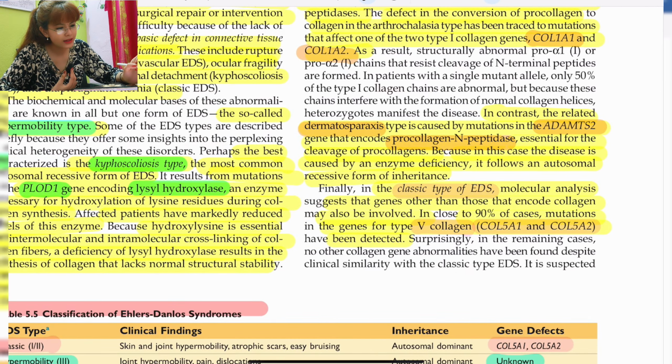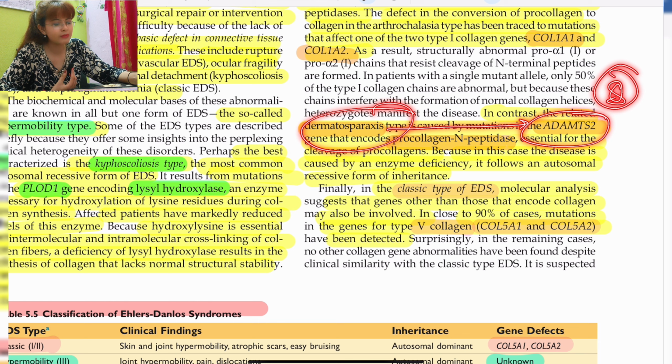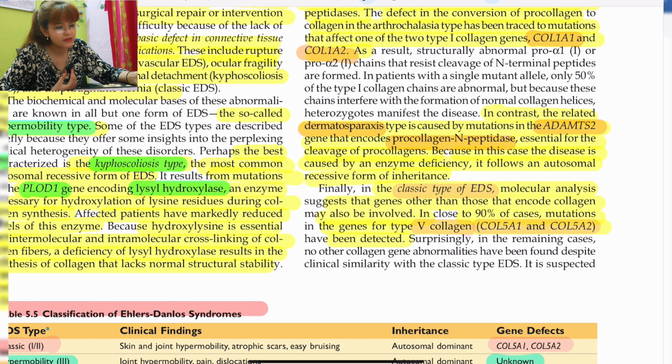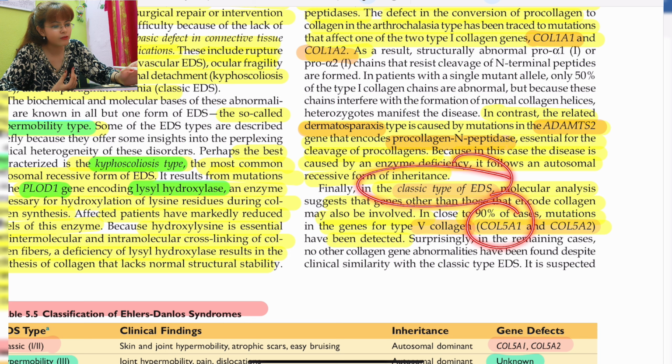The next point is that in the dermatosparaxis type, the gene involved is ADAMTS2. Again, these two are very, very much interlinked. This is again an important question. The ADAMTS2 gene is involved in the dermatosparaxis type, and in the classical type, the type 5 collagen is involved. Very, very important.